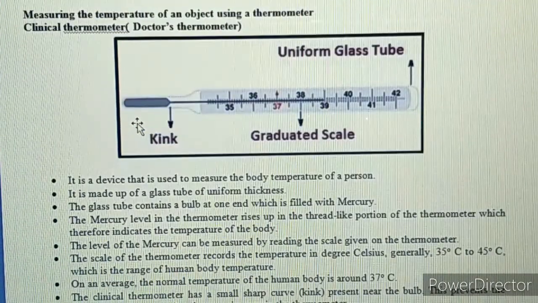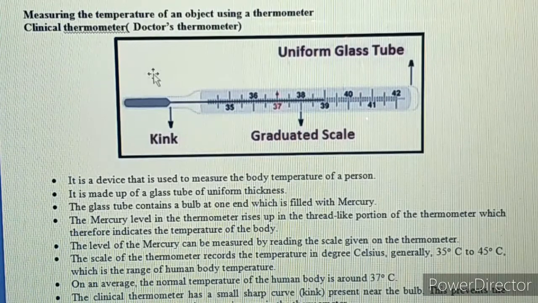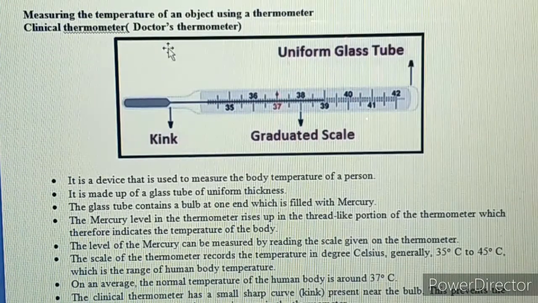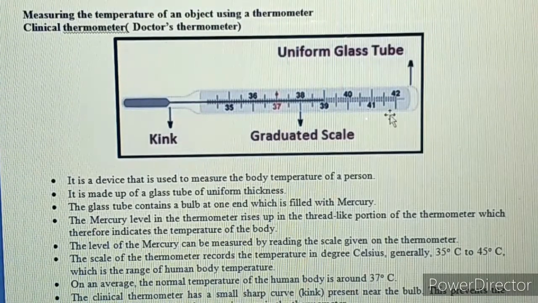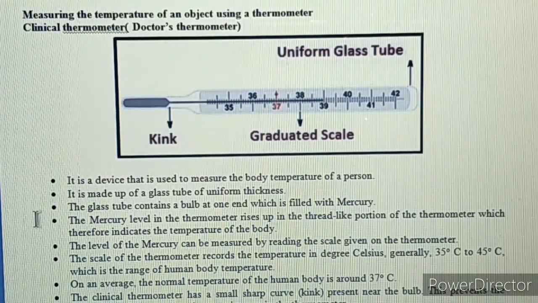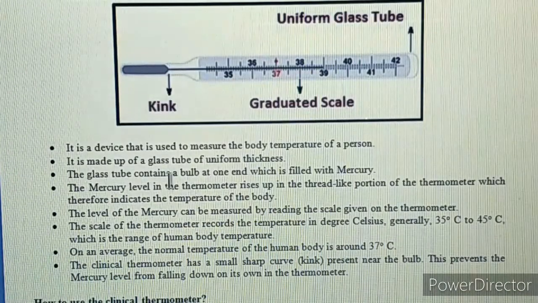So first is which one? Clinical thermometer. Clinical thermometer is also called what? Doctor's thermometer. And this is the diagram, the picture of that clinical thermometer. You can see the kink here, and a graduated scale ranging from 35 to 42 degrees Celsius, and it is a uniform glass tube. Here is the description of this thermometer.